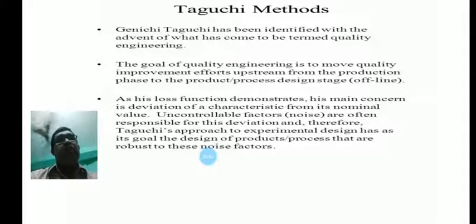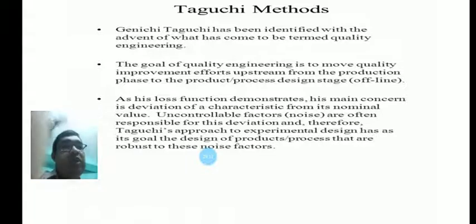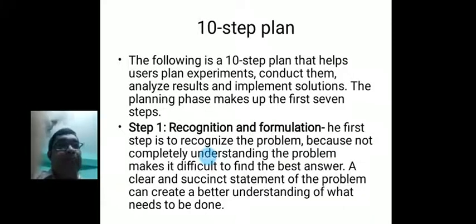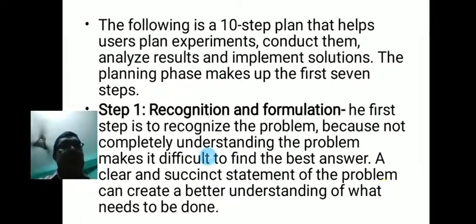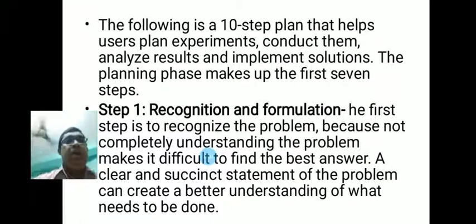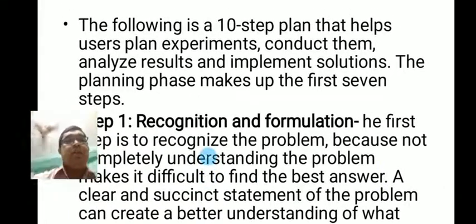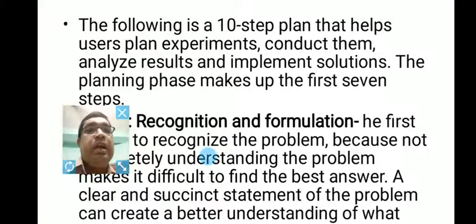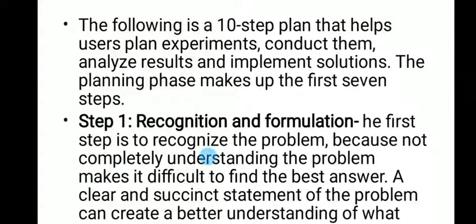Another thing is that 1 equals 3 squared, and this 1 to 3 also gives a cube, sometimes 9, and 27, according to the Taguchi approach. The 10-step plan is the following, a plan that helps the user plan experiments, conduct them, analyze the results, and implement solutions.